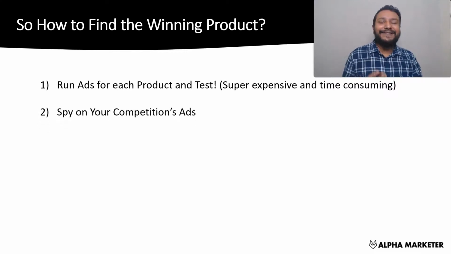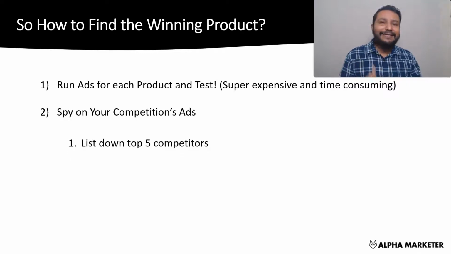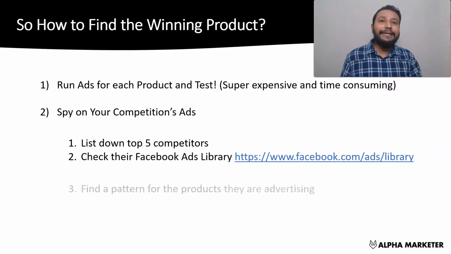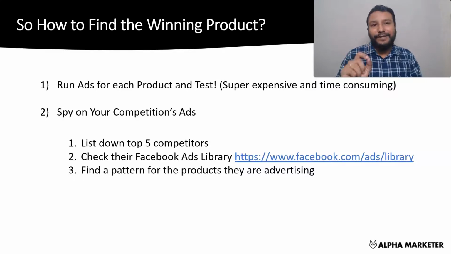The other option is a simple competitor analysis. All you have to do is list down the top 5 competitors of your client, and then go to the Facebook Ads Library. This is the link. It's a free tool by Facebook itself, where you can see the ads your competitors are running right now. Once you check their Facebook Ads Library interface, you can find out a pattern in the kind of products they are running ads for.